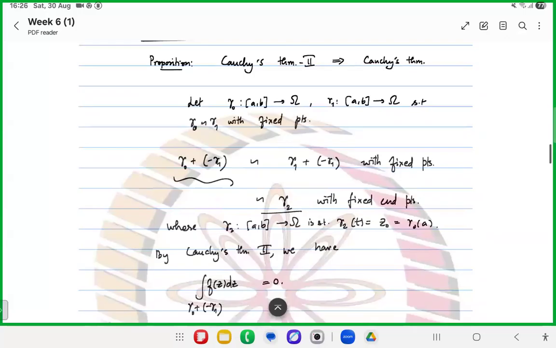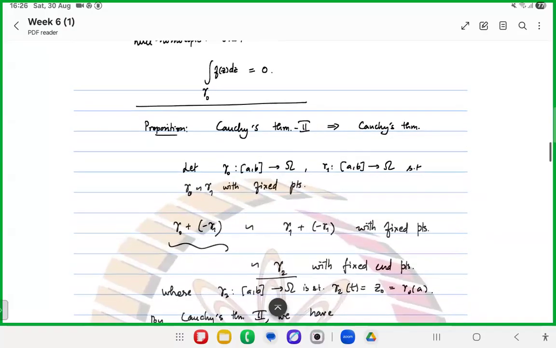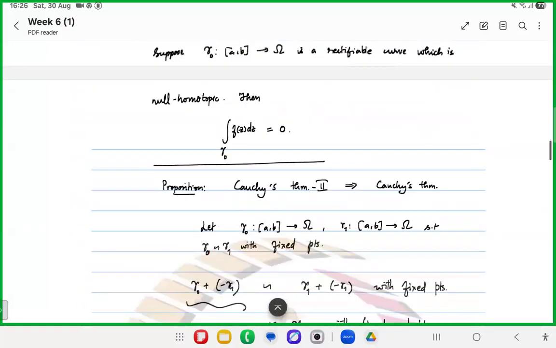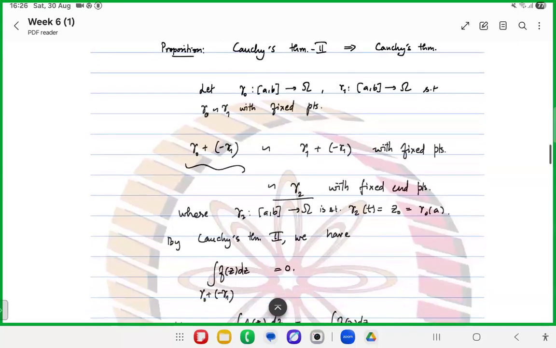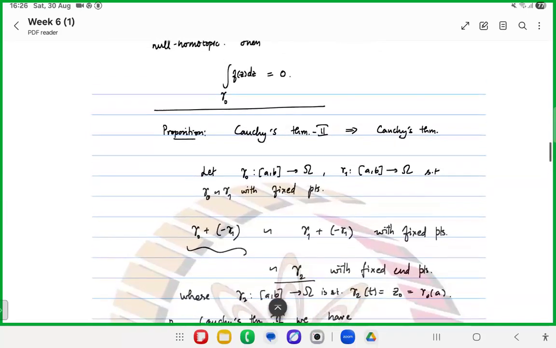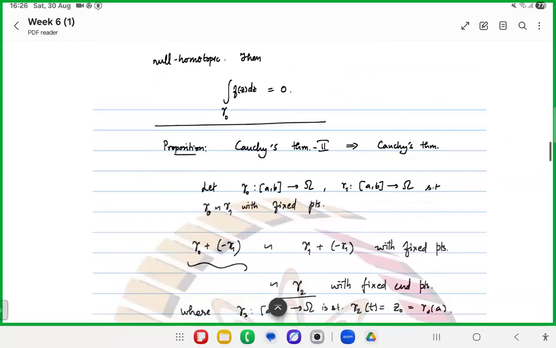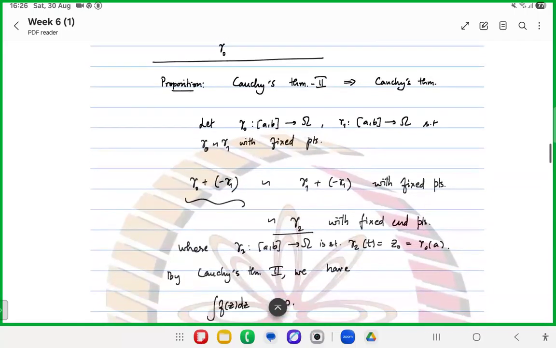Okay, so we were talking about these Quasi theorems, these equivalence things. Yeah, so over null homotopic curves, the integral of a holomorphic function is zero.